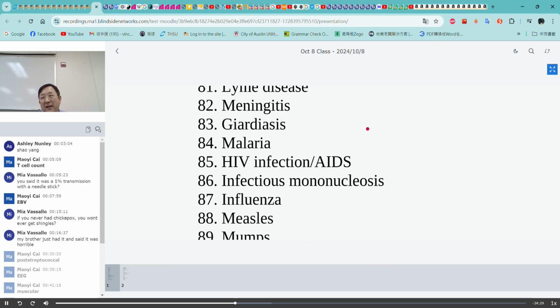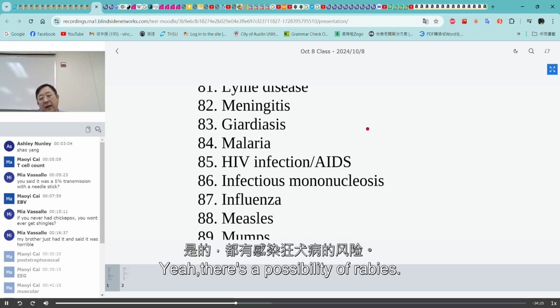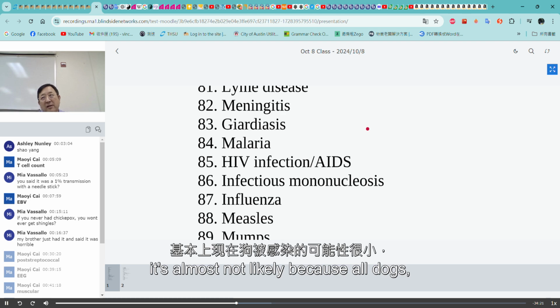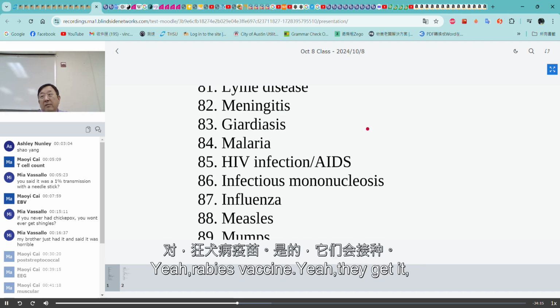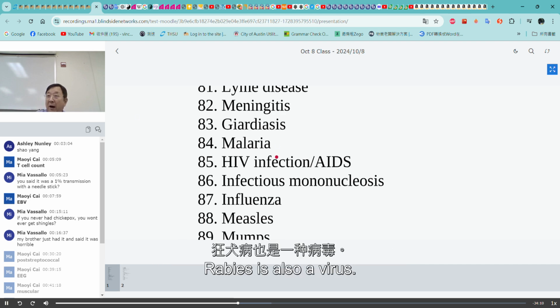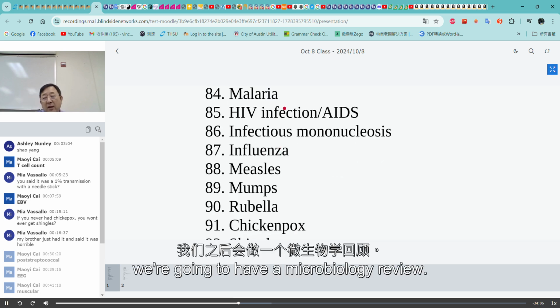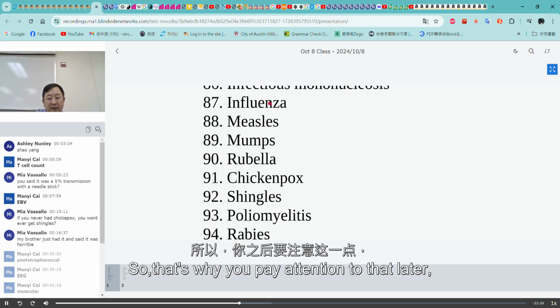I don't think they're going to bite. So with any wild animal, if you got a bite, you've got to be careful. There's a possibility of rabies. Otherwise, dogs are almost not likely because all dogs, especially pets, are vaccinated with the rabies vaccine. So you just have to know that. Rabies is also a virus. But those infectious diseases, we're going to have a microbiology review. We probably won't mention it again, so that's why you pay attention to that later.